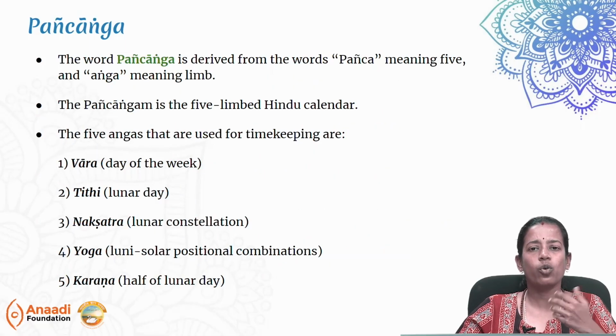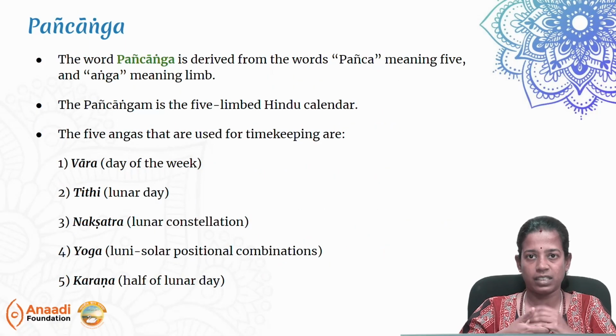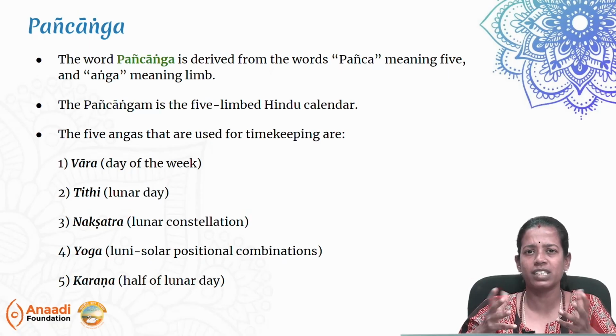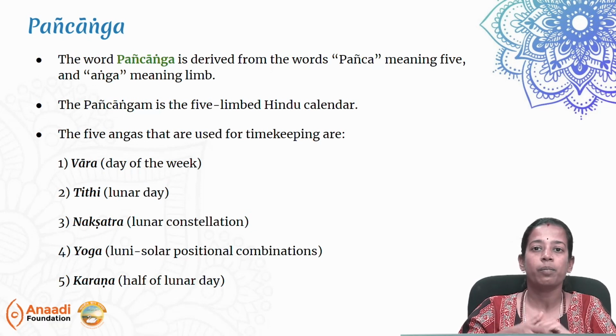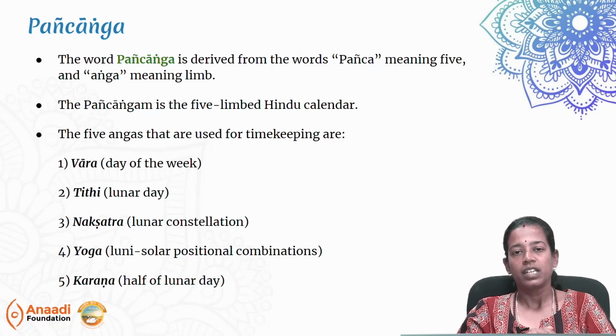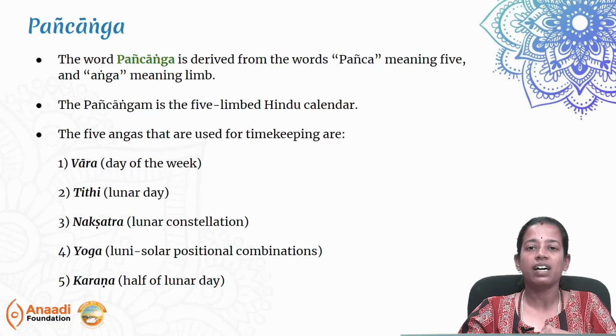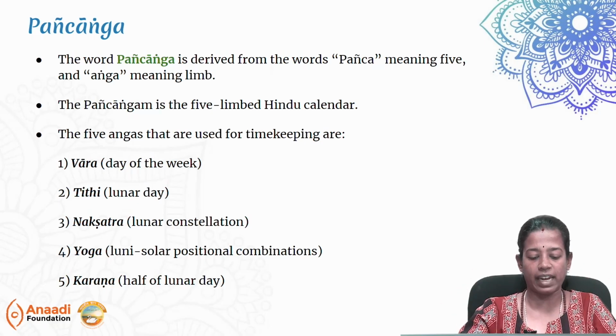Now, let's go on to understand fundamentally what a Panchanga system is. What is it, what does it do, how are the calculations done, how is it presented for the common public to make use of such a sophisticated tool? We will try to understand. The word Panchanga is derived from Pancha meaning 5 and Anga meaning limb. So, the Panchanga is basically a 5-limbed Hindu calendar.